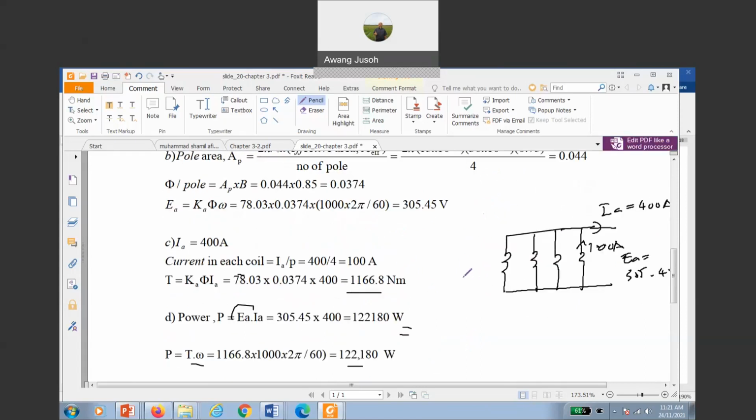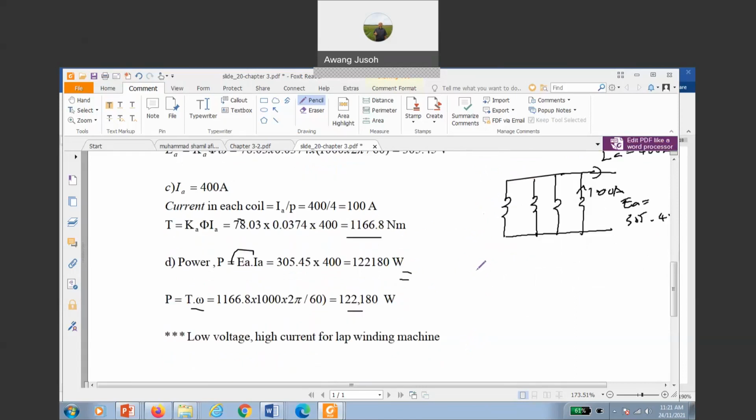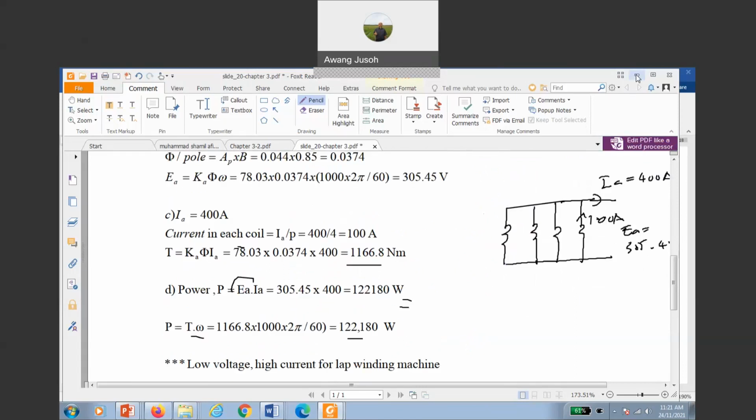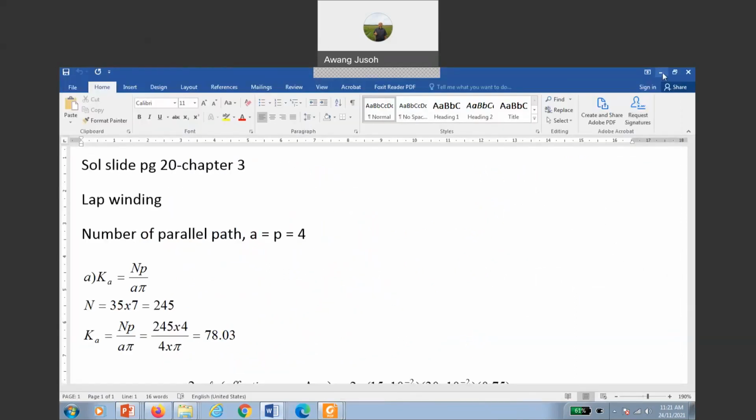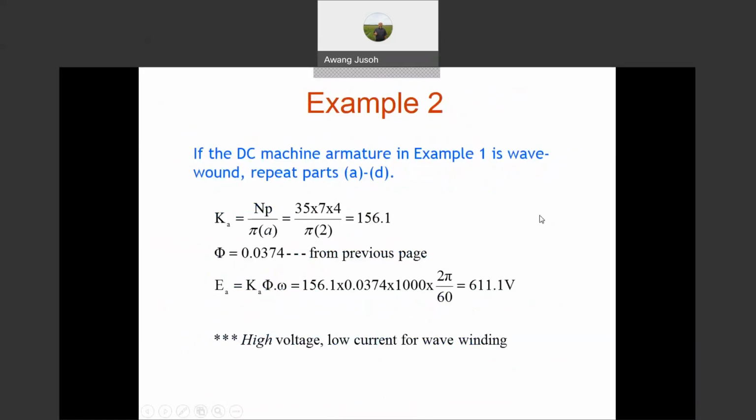I hope this is all very clear for you. Okay, now we move to the next example, next page there. Now they say here, example 2: what happens if the distribution armature in example 1 is wave wound? Repeat parts A to D, right, just now.